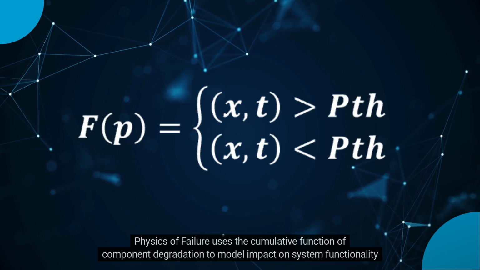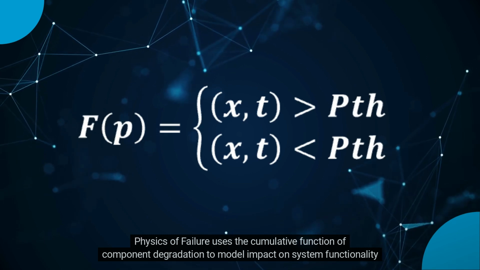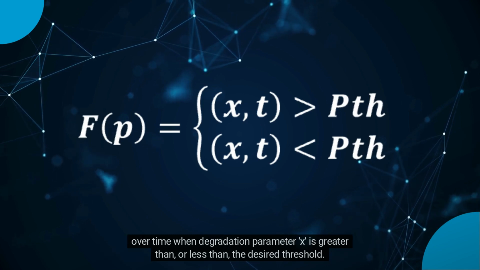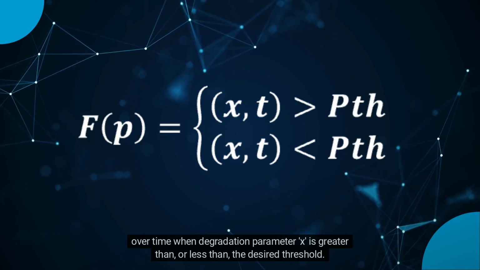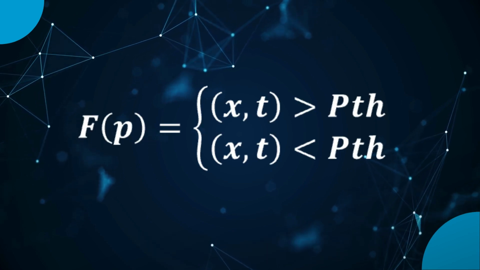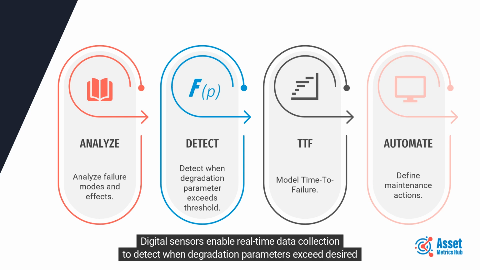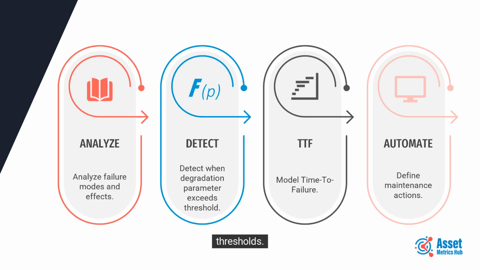Physics of failure uses the cumulative function of component degradation to model impact on system functionality over time when degradation parameter X is greater than or less than the desired threshold. Asset Metrics Hub has failure modes defined for hundreds of asset classes. Digital sensors enable real-time data collection to detect when degradation parameters exceed desired thresholds.